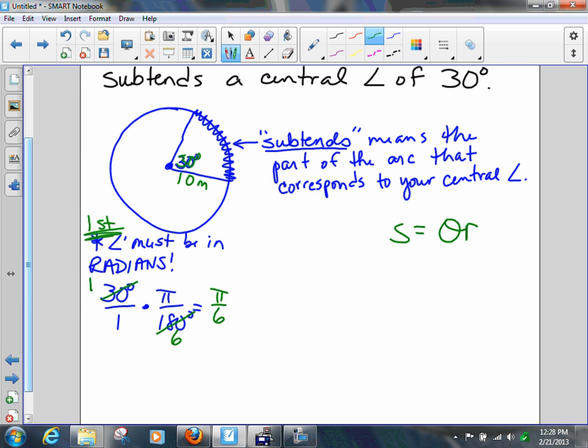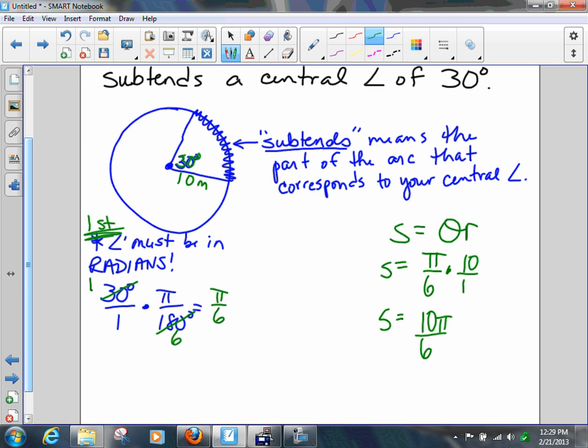Now, do I have enough information to find my arc length? Do I have S? What does S represent? The arc length. That's what I'm trying to find. Okay? That's okay that I don't know what it is. Do I have my theta? What is it? Pi over 6. Do I have my radius? Yes, it's 10. I'm going to list it as 10 over 1. I've got 10 pi over 6. Do you guys agree with that? Multiply straight across.